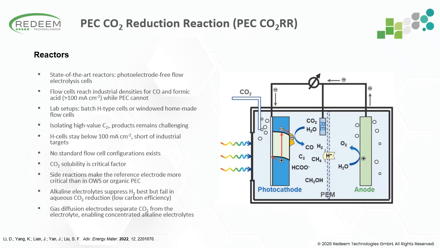So for this reason, gas diffusion electrodes are becoming increasingly important, as they deliver the CO2 directly to the catalyst while separating the gas phase from the bulk electrolyte. And this is likely one of the key directions for future PEC reactor development in CO2 reduction reactions.